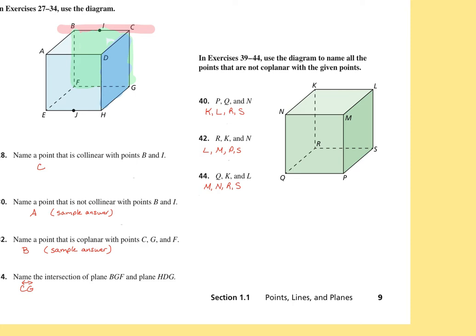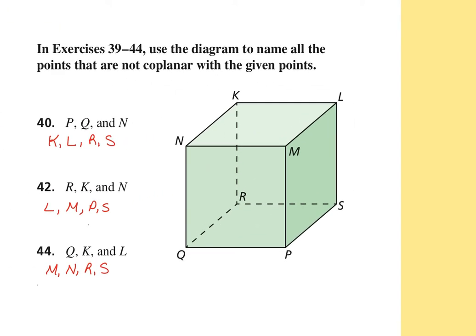So 40 wasn't too bad, right? It said what are not coplanar with P, Q, and S would be this bottom. So any other points? I just put one. Or do you have to put all of them? It said name all the points. So just be careful, make sure you read it, okay? Because it said all. Name all would be all the ones, basically.